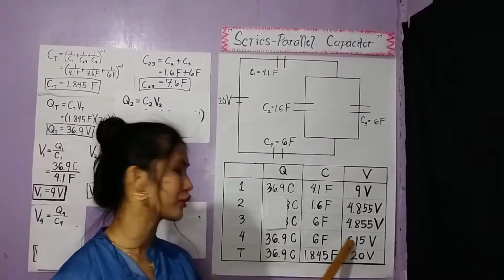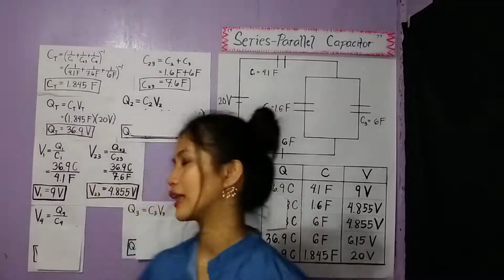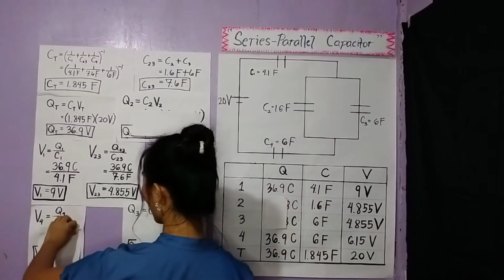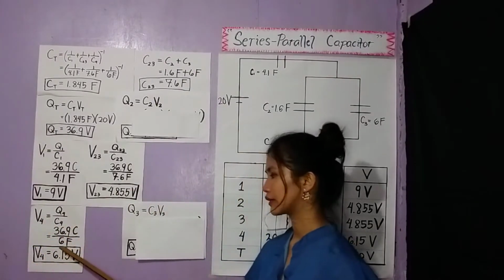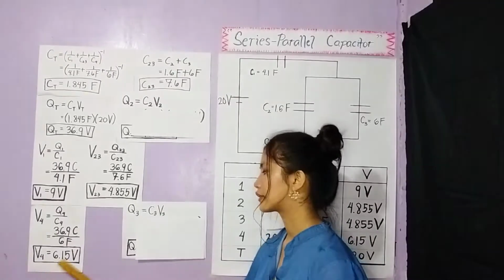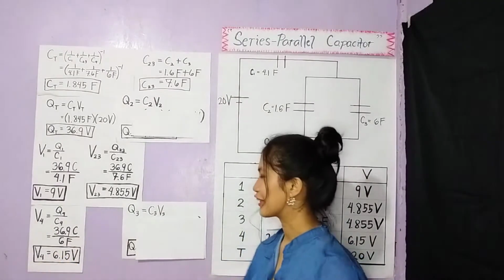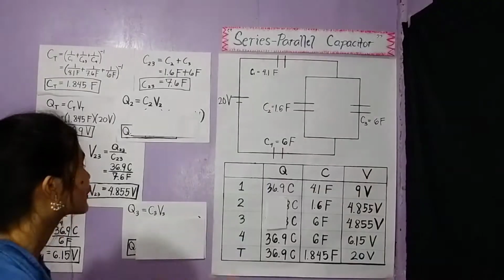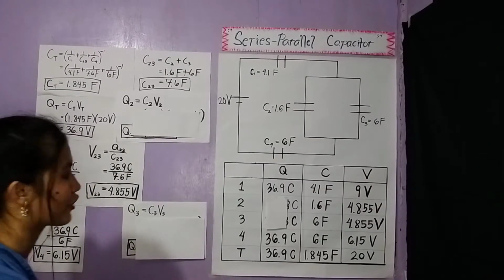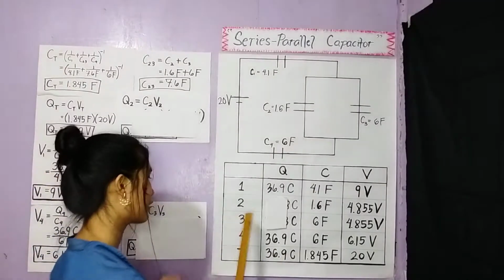We have 6.15 voltage here because using the formula again, 36.9 coulomb over 6 farad, we have 6. Using the calculator, you'll be able to get an answer of 6.15 voltage. So next, we're going to find for the Q2 and the Q3.